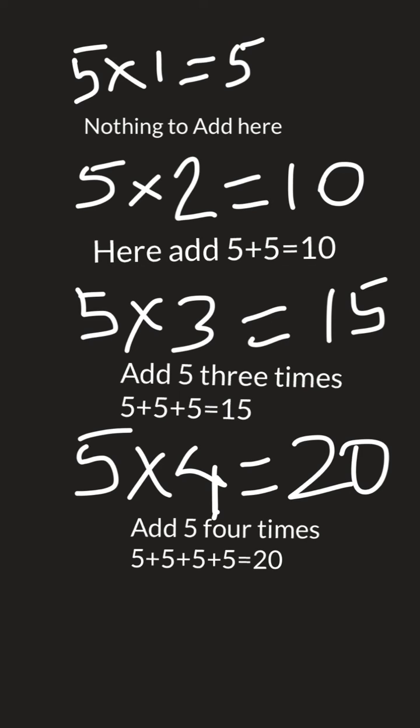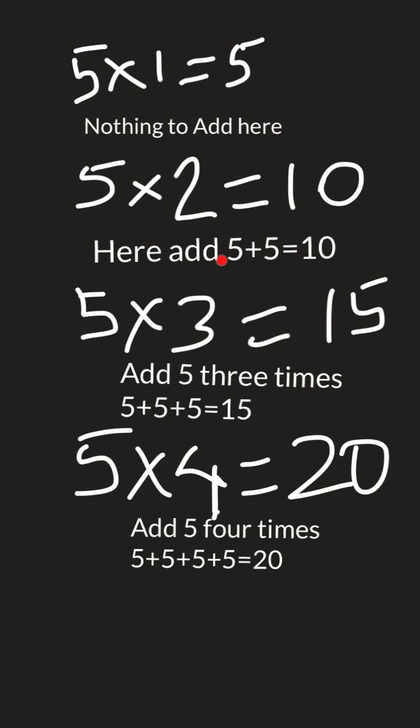Here you can see about multiplication. It is nothing but just addition. You can see here 5 ones are 5, equal to 5. We have nothing to add here. 5 twos are 10, which is equal to 10. We are adding 5 to another 5, then I get 10. So you can understand that multiplication is nothing but addition.